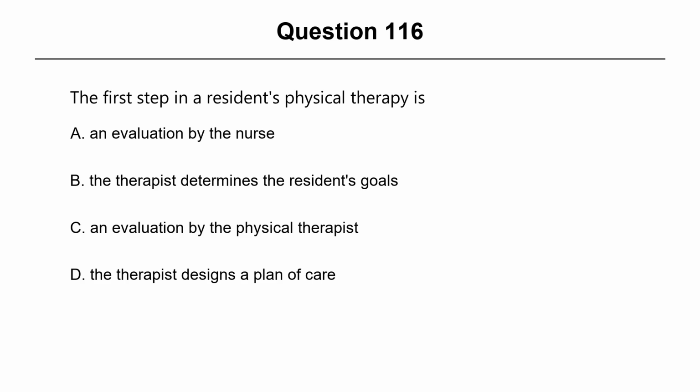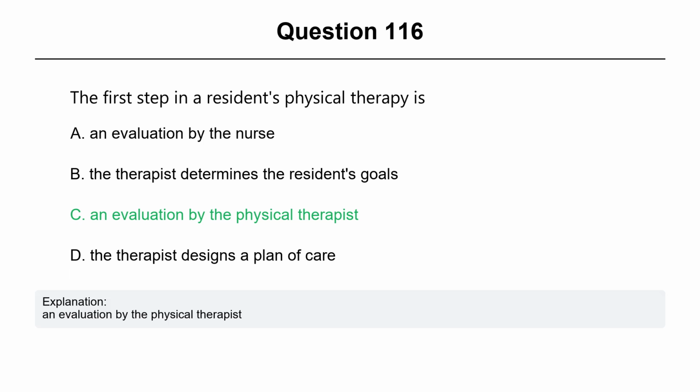Question 116. The first step in a resident's physical therapy is Option A, an evaluation by the nurse. Option B, the therapist determines the resident's goals. Option C, an evaluation by the physical therapist. Option D, the therapist designs a plan of care. The correct answer is option C, an evaluation by the physical therapist.